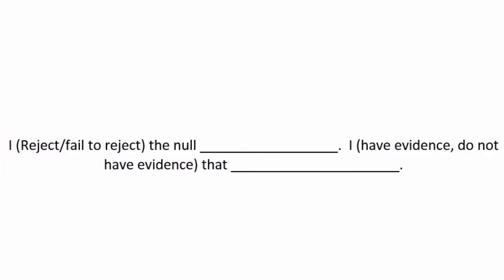Finally, we need to state our conclusion in context of the problem. If we assume an alpha level here of 0.05, we can reject the null. When we reject the null, we have evidence for the alternative. Now it's important to note that these two always stay together. I reject the null, I have evidence for the alternative. I fail to reject the null, I do not have evidence for the alternative. Also important, state your conclusion in context of the problem.